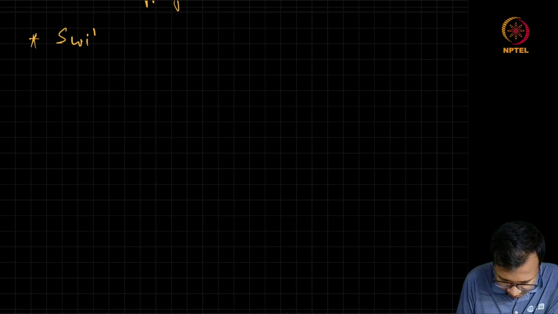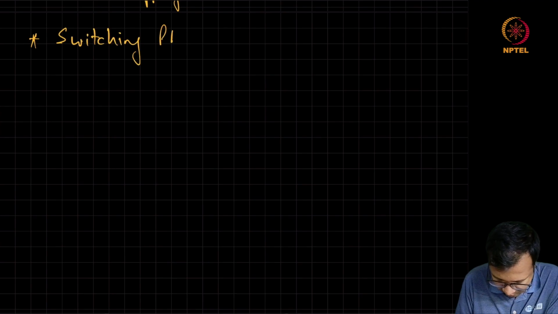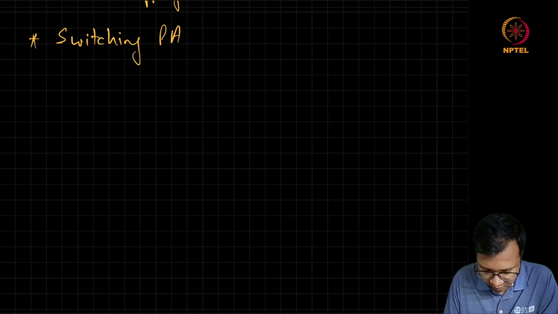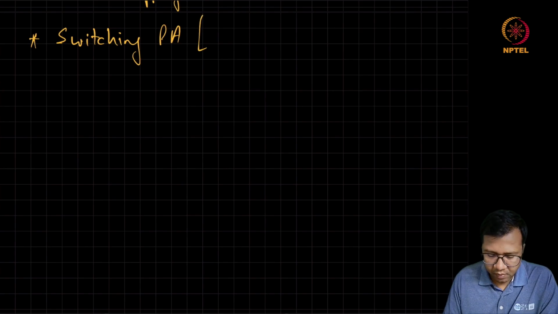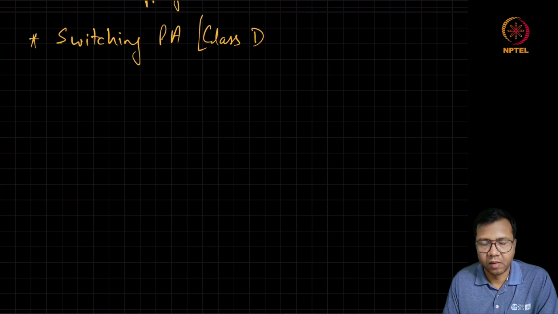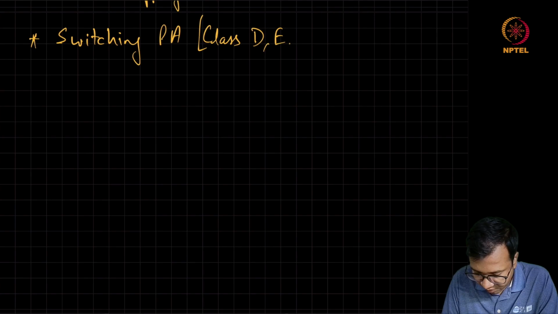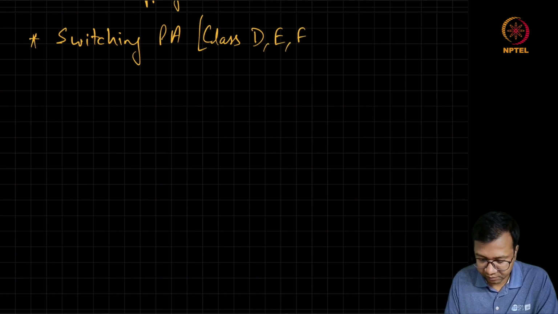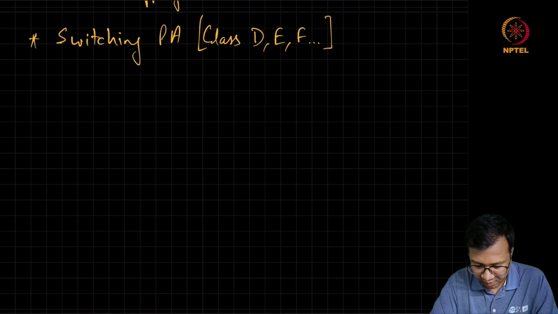Switching PAs. There are also classes within the switching PAs. These classes are called class D, E, F. Then there are some variants of these classes as well.